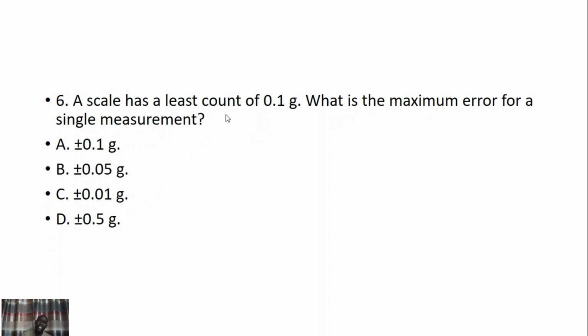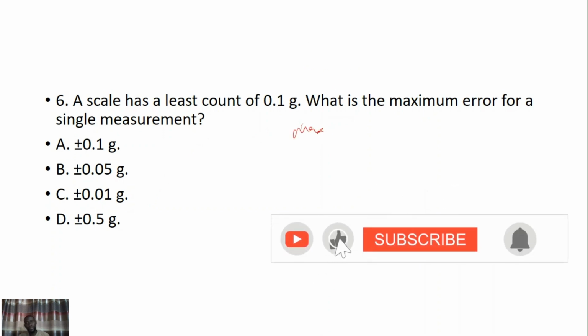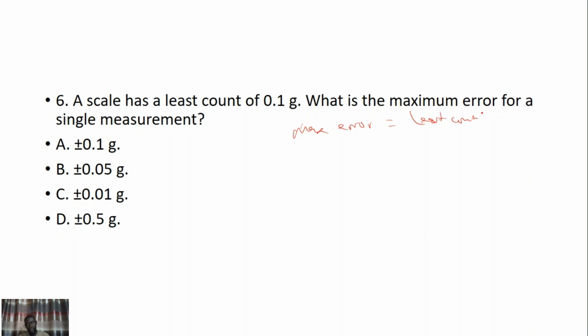Number 6. A scale has a least count of 0.1 gram. What is the maximum error for a single measurement? The maximum error is equal to least count divided by 2. Least count is usually when you have a meter rule like this, that says 0, 1, 2, 3, 4, 5, 6, 7, 8, 9, 10. This is 0.5. So let's say this ruler is in centimeter.